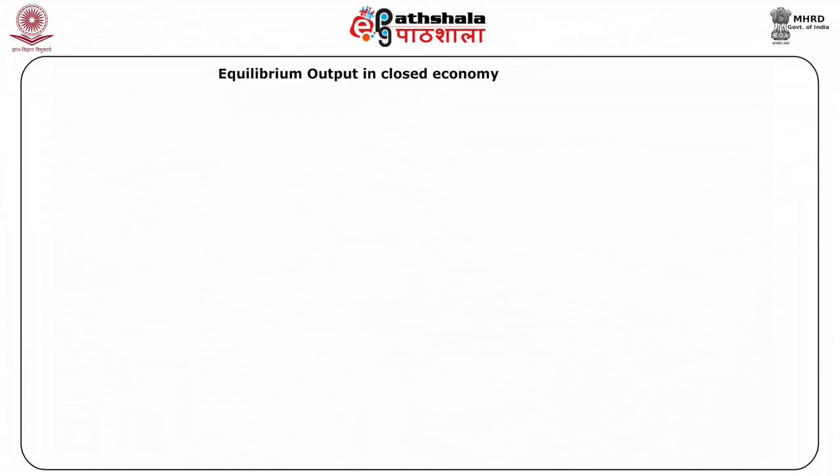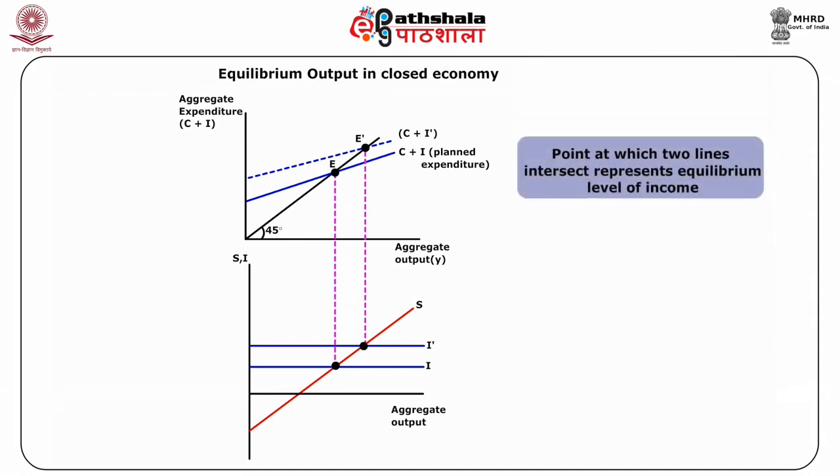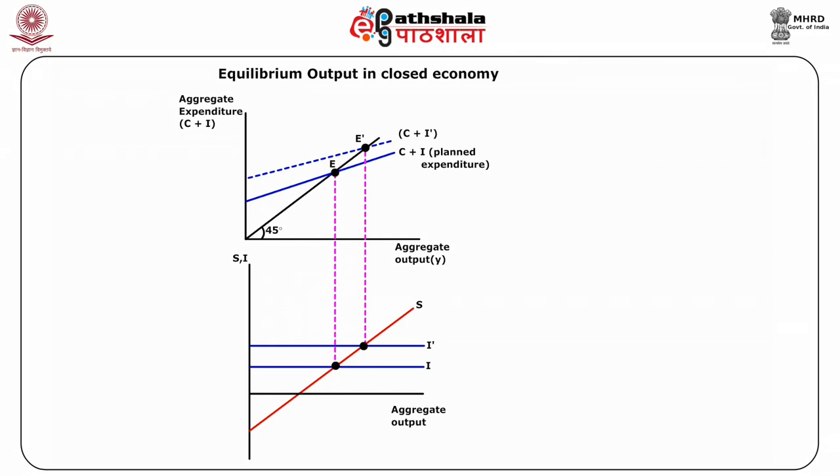The equilibrium in a closed economy can be seen graphically. In the first panel, 45-degree line serves as the reference line where output and expenditure are equal. On that, we have imposed planned expenditure line Y = C + I. The point at which the two lines intersect represents the equilibrium level of income E. In the second panel, savings and investment levels of the economy are represented, and the equilibrium level E in the above panel is translated into the below panel at the point where S = I. The diagram also helps us to understand the adjustment mechanism. Any deviation from the equilibrium level will create disequilibrium and hence calls for adjustment.